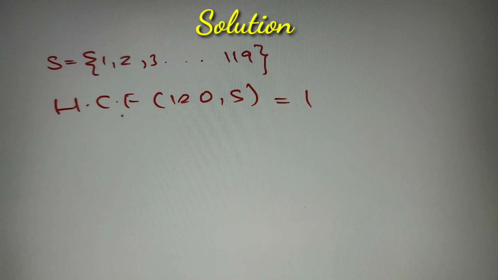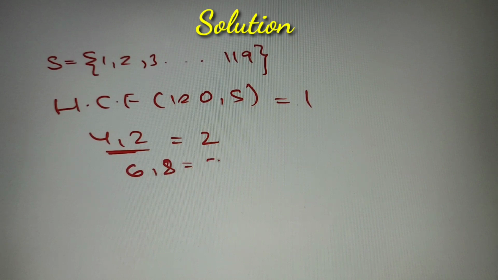Now HCF is basically the highest common factor or the greatest common divisor. So let's take the example of 4 and 2. The HCF of 4 and 2 is equal to 2 because the highest common factor between 4 and 2 is equal to 2. Same for the case of 6 and 8, the highest common factor between 6 and 8 is equal to 2, and for the case of 5 and 10, the highest common factor between 5 and 10 is equal to 5. So the largest factor that divides both the numbers or any set of numbers is known as the highest common factor. Now this was the basic introduction for highest common factor, and let's proceed with the solution.